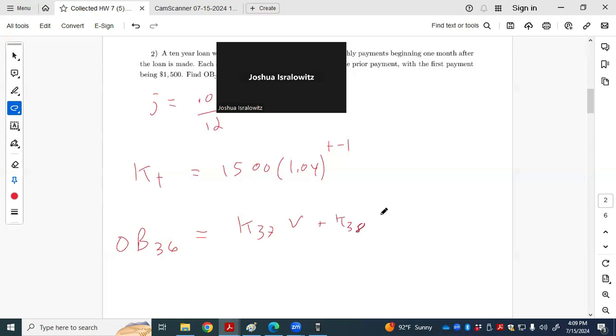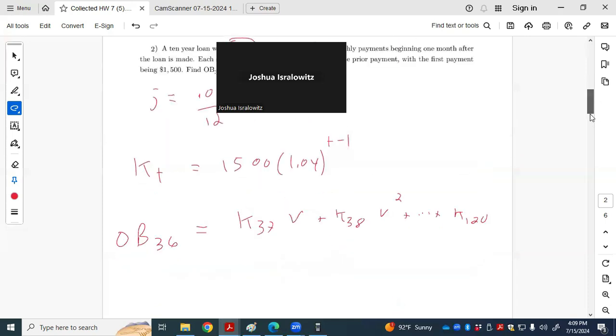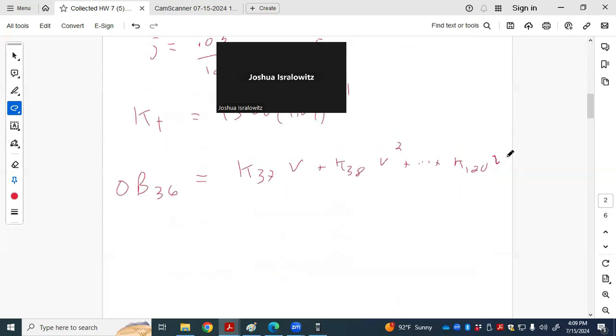So keep adding until it's the last payment. So 120 payments, a 10-year loan with monthly payments. And then it's going to be 120 minus n. Right. I would just factor out the 1,500 immediately, but that's all right. So yeah, just plop in everything.